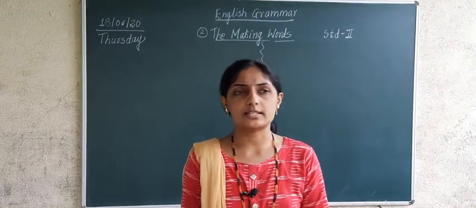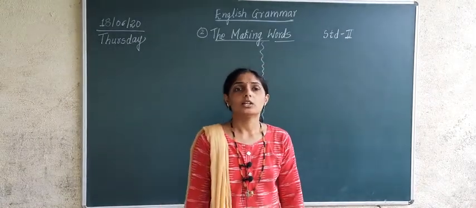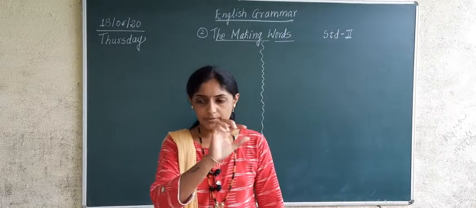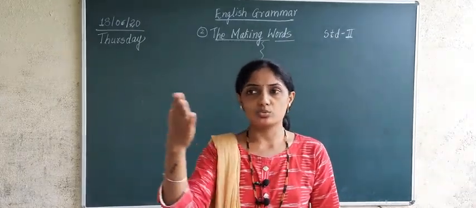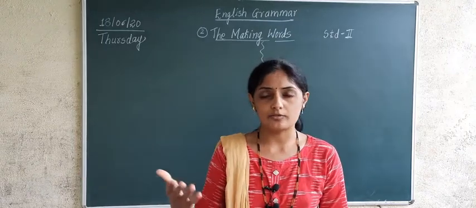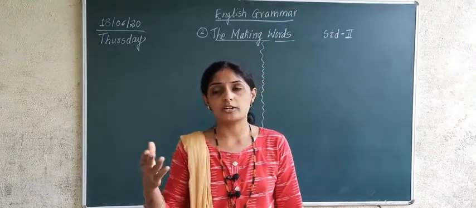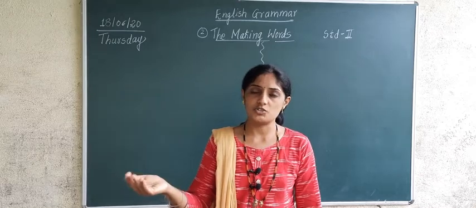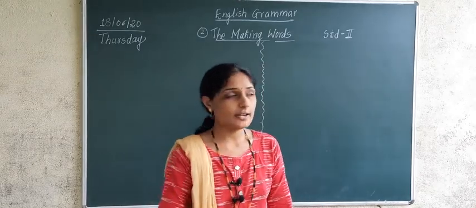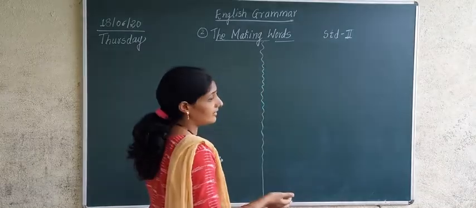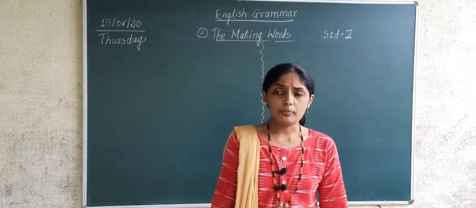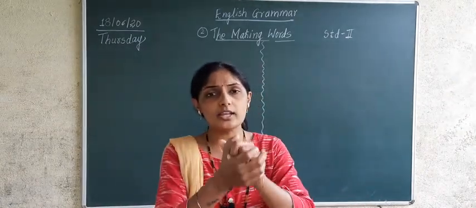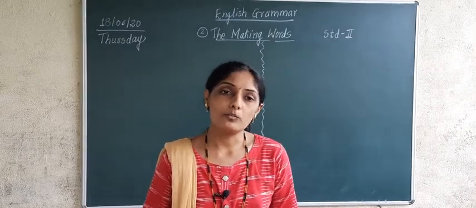There are 26 letters in the English alphabet. Those letters are arranged in alphabetical order. There is a sequence of letters A to Z that you know very well, that you have studied in nursery, LKG, and UKG. In first standard you have studied, and now you are studying letters again in second standard. Now, when we put these letters together, they form words.